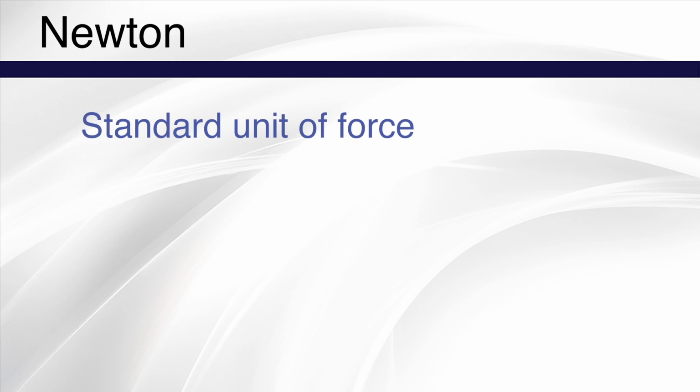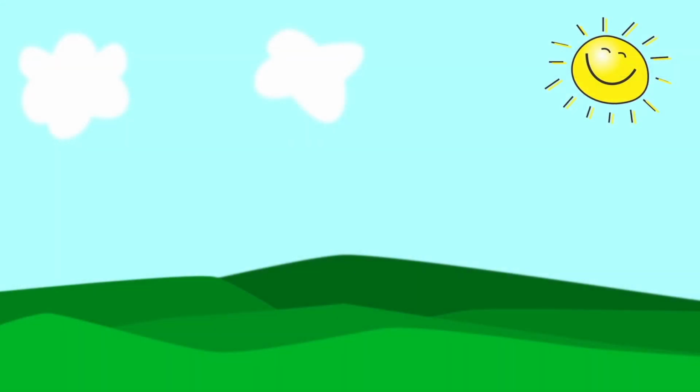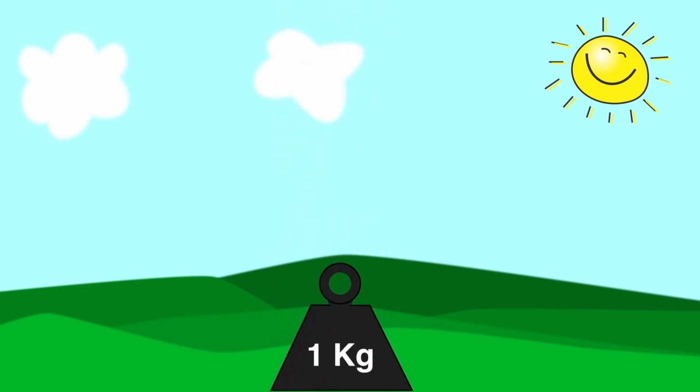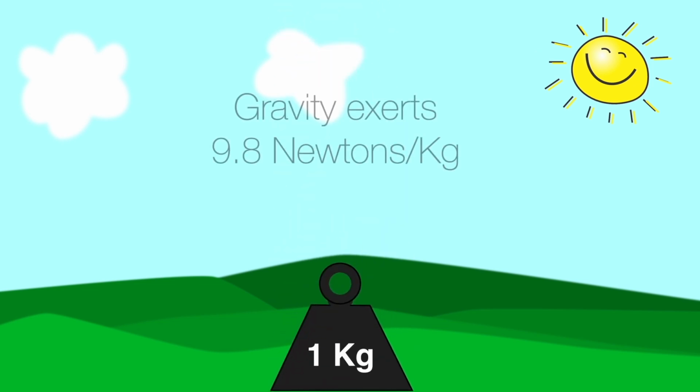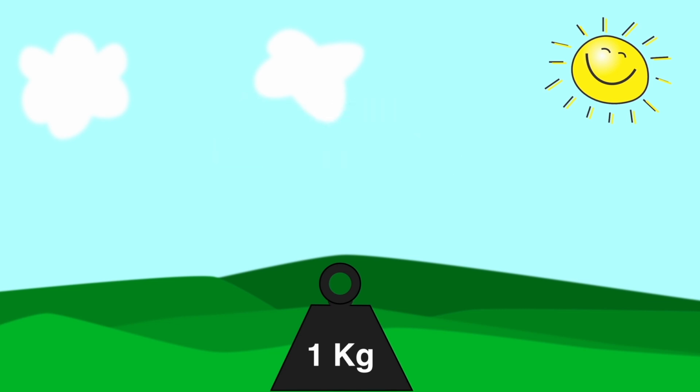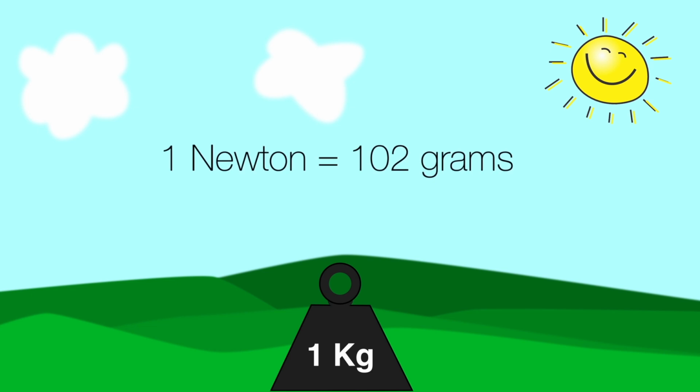A Newton is the amount of force required to accelerate an object with 1 kilogram of mass at a rate of 1 meter per second squared. So on Earth, gravity exerts 9.8 newtons on 1 kilogram of mass. If we reverse that, then a Newton equals about 102 grams of weight.